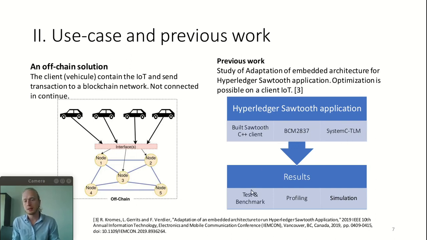We did some tests and benchmarks and profiling on the client, and we saw that one of the most used functions is a hashing function, and this allows us to have an architecture model in SystemC of this hashing function and to build simulations. And based on the simulations, we have concluded that it is possible to optimize the client IoT.